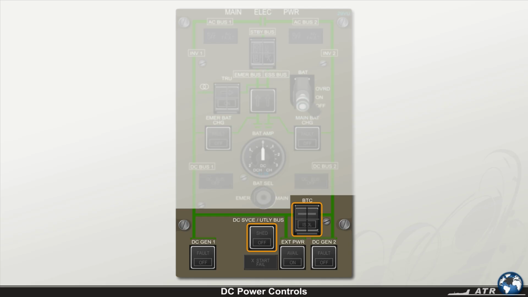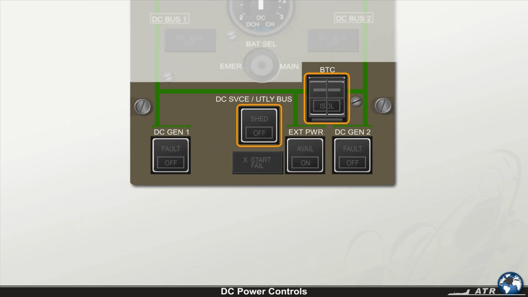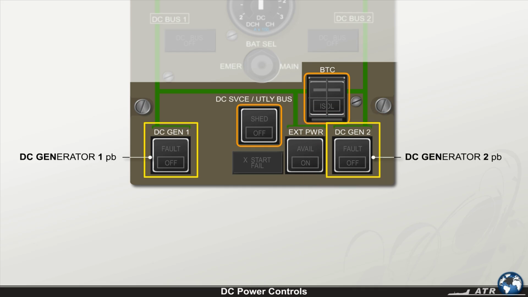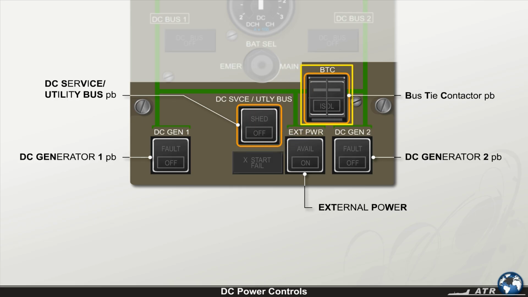You can find the main controls on the main electrical power panel, located on the overhead panel in the cockpit. There are the DC Generator 1 and DC Generator 2 push buttons, the external power push button, the DC service utility bus push button, the bus tie contactor push button, and the cross start fail light indicator. As we saw earlier, the cross start fail light illuminates amber if a failure is detected during the cross start procedure. Remember that it's available only on ground.